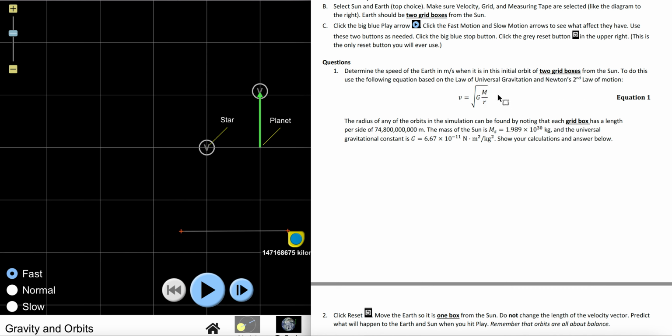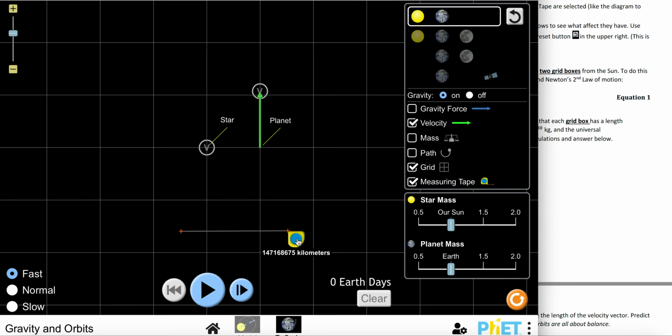So in our case, then, it's going to be one astronomical unit. Okay. Now it says here that we can find out how far it is by noting that each grid box has a length of 74 million meters, actually 74 billion meters, or 74 million kilometers. You can see here the measuring tape is in kilometers. That's the way we typically refer to that AU I mentioned. We say it's about 150 million kilometers.